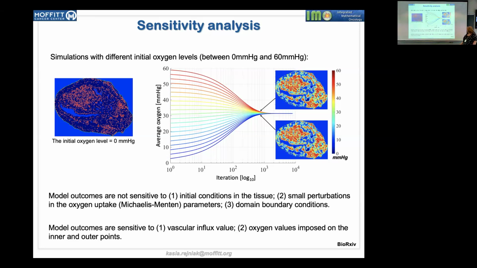Also, if there are small perturbations in the Michaelis-Menten parameters, there is not much difference in the outcome. If the maximal uptake is largely perturbed, then you see the difference. Of course, they are sensitive to the value of the influx from the vessels, right? If you put 0, then there will be no oxygen at all. So this is sensitive. And they are sensitive if we change drastically what's in the outer or inner cavities.